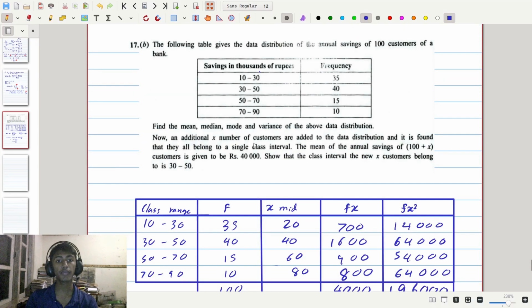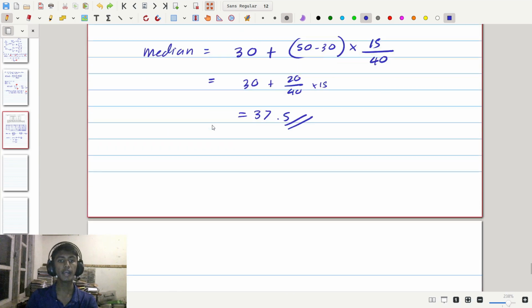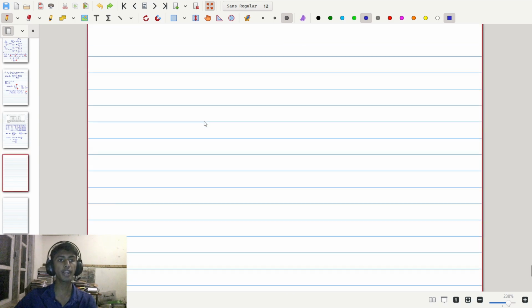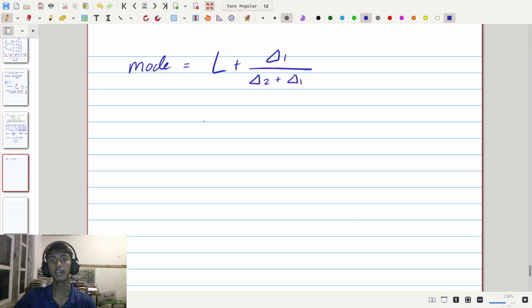Now, for the final ones, we have the mode and the variance. The mode in this case for group distributions is actually a little bit complicated to calculate. The mode has the following formula. If I go to a new page, the mode of a frequency distribution is going to be equal to L plus delta 1 divided by delta 2 plus delta 1, times C.